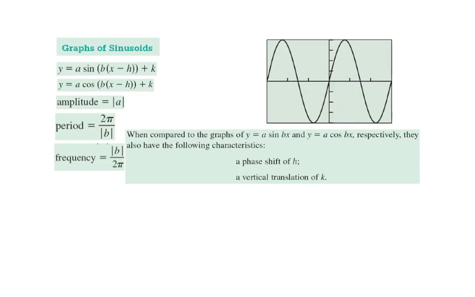Alright. And then the frequency, and this is where period and frequency kind of get different. The period is the length of it, and the frequency is how often in 2 pi.